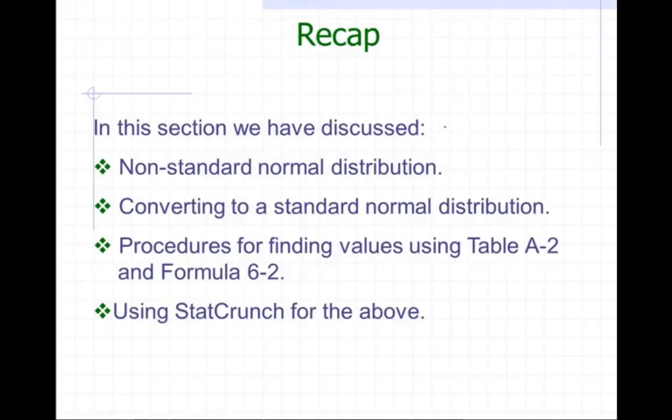So what we've done is we've discussed how we deal with a non-standard normal distribution, a distribution whose mean is not 0 and whose standard deviation is not 1. We've talked about converting them to a standard normal distribution using z-scores, and then we can find the probabilities using table A2 and unstandardizing, and then we can also use StatCrunch for that.